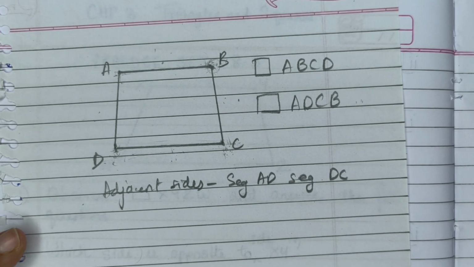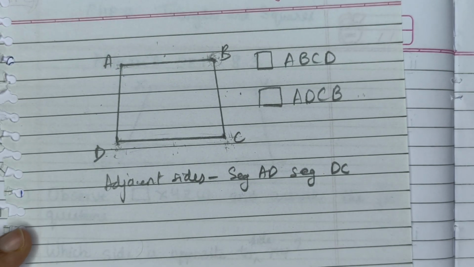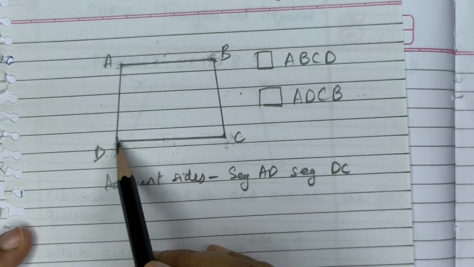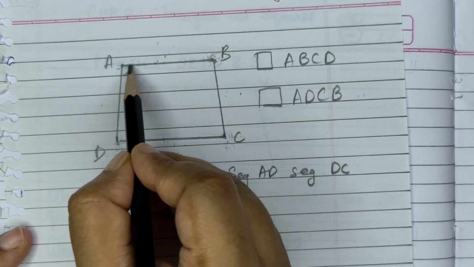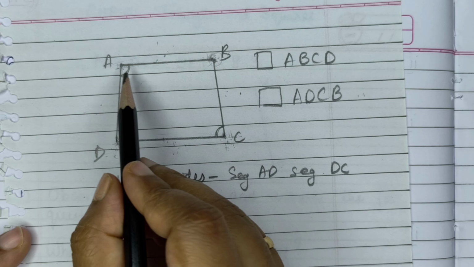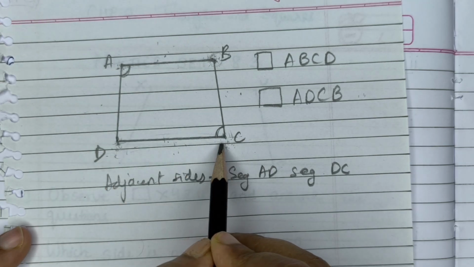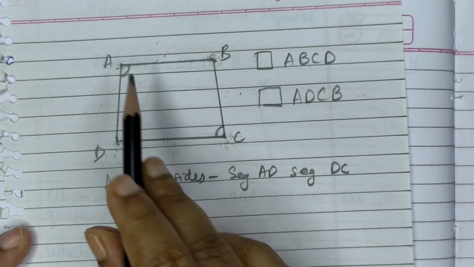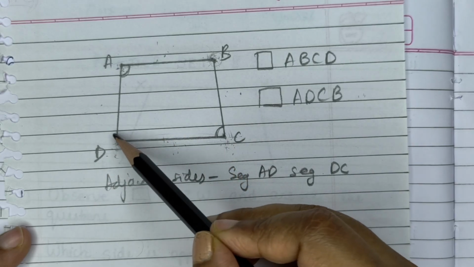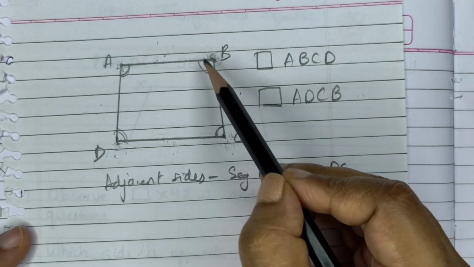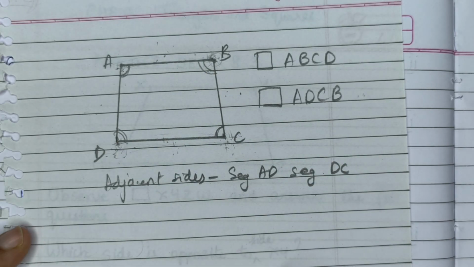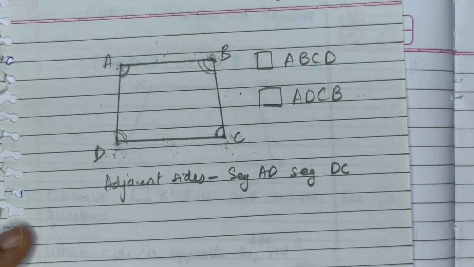Now see, opposite sides and adjacent sides I explained. Now opposite angles. See, opposite sides you know. This side is opposite to this side. Now what is an angle? This angle A. What is the opposite angle of angle A? Angle C. So angle A and angle C are called opposite angles. Another pair of opposite angles, angle D and angle B. Angle D and angle B also are opposite angles. Understood opposite angles?